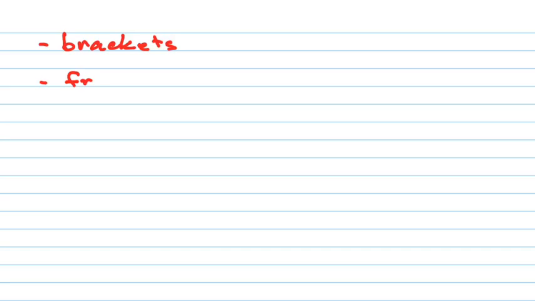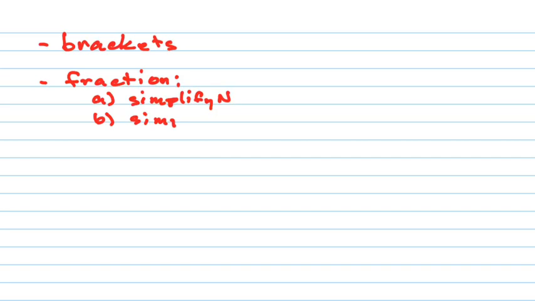If you have a fraction, then the first thing you do is simplify the numerator. And the second thing you do is simplify the denominator. And then you treat it like division. So if there's anything you can do in the top, do it all. If there's anything you can do in the bottom, do it all. And then think of it as division. Okay?